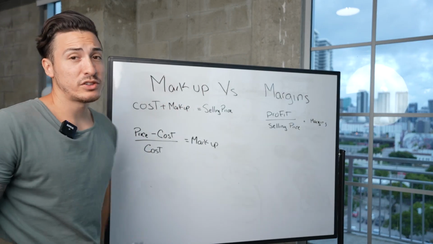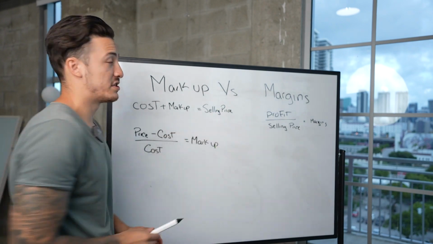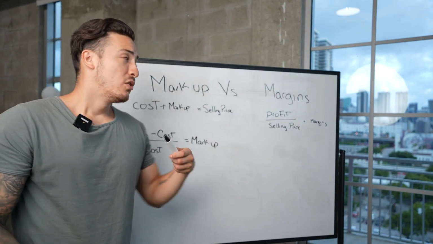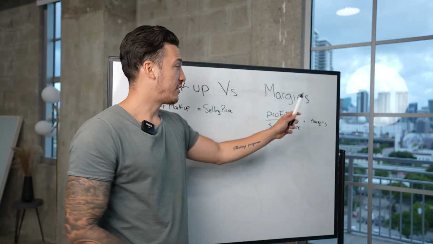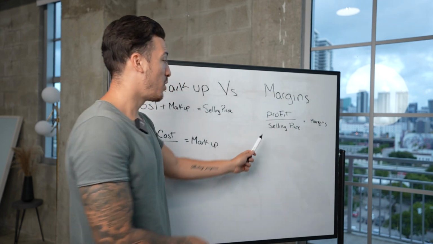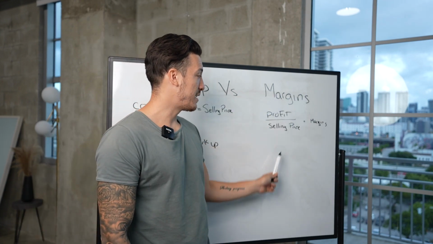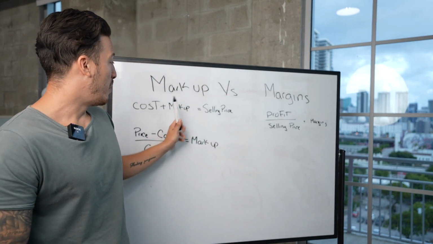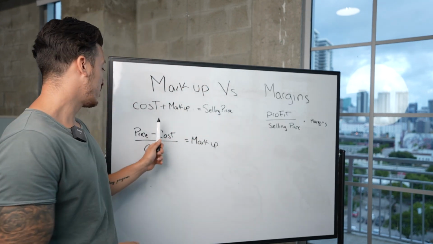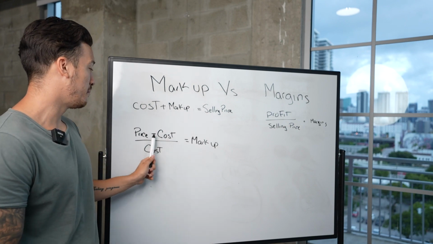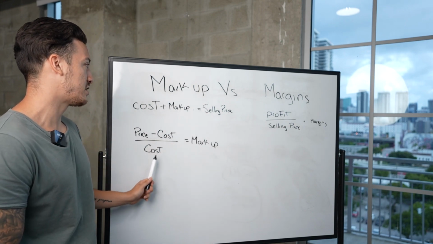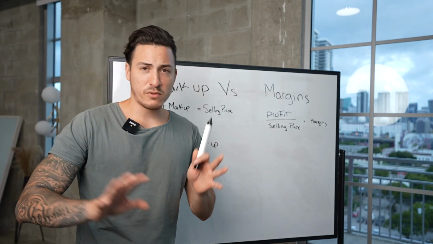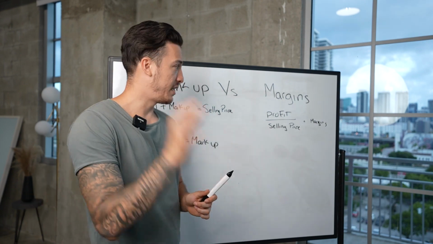First, you have to know that there's a difference between markup and margins. A lot of people, when they're talking about profits, talk about margins. What is margin? Margin is profit divided by selling price, right? And what is a markup? Markup is price minus cost, divided by cost. Now, you might already be confused, but it's very simple, and I'm going to explain.